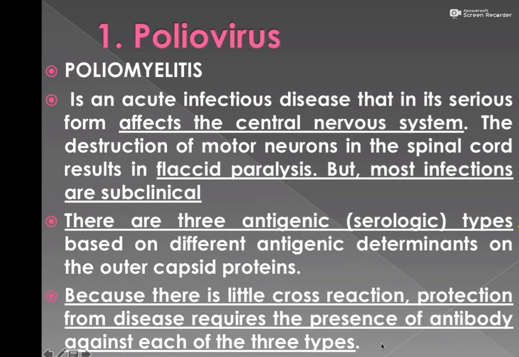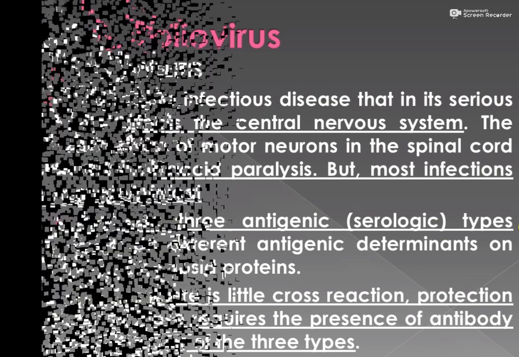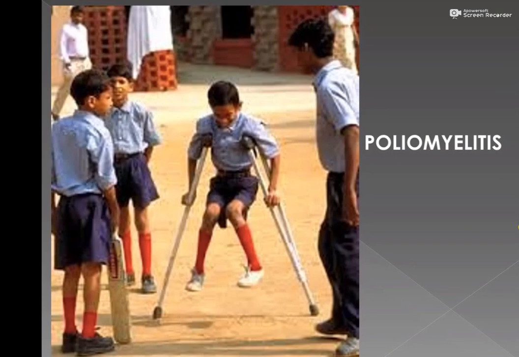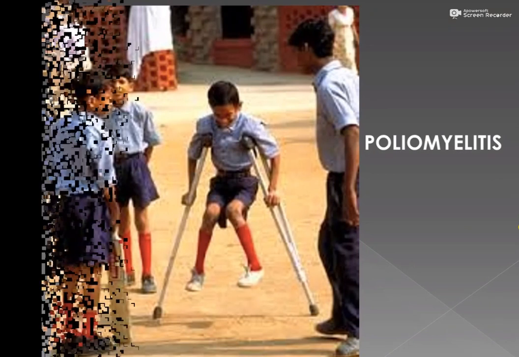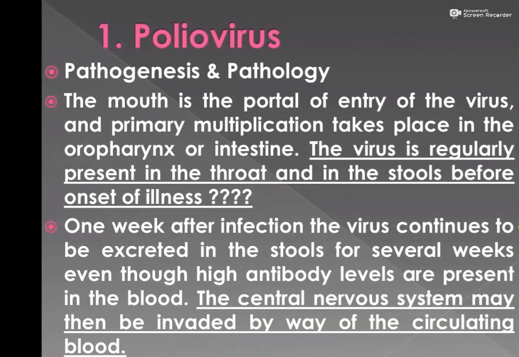So, as we will see, the poliovirus vaccine, OPV, the oral polio vaccine, is a trivalent vaccine containing the viruses of the three groups, 1, 2, and 3, the three serotypes. This is a picture of a child with poliomyelitis. Poliomyelitis is called شلل الأطفال in Arabic.